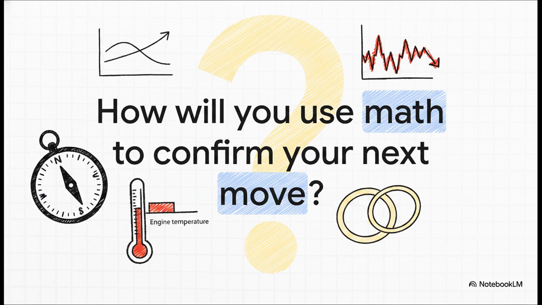So now that you have your moving average compass to find the overall direction and your RSI thermometer to check the engine's temperature, you are honestly miles ahead of where you started, which leaves us with one final, very important question to ponder. How will you use math to confirm your next move? As you prepare to pull up your very first chart, just remember to look for that smoothed out trend, check for market exhaustion, and whatever you do, always follow the golden rule.